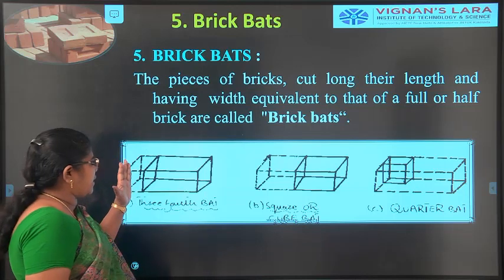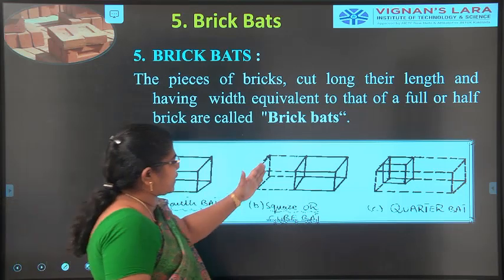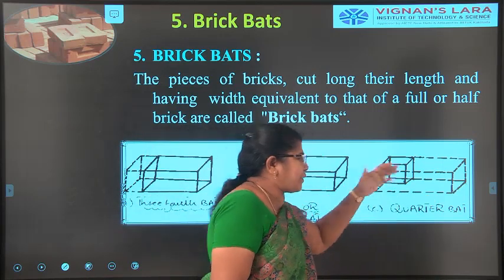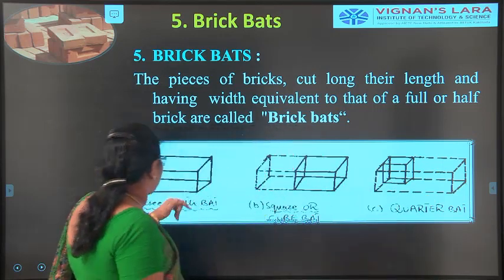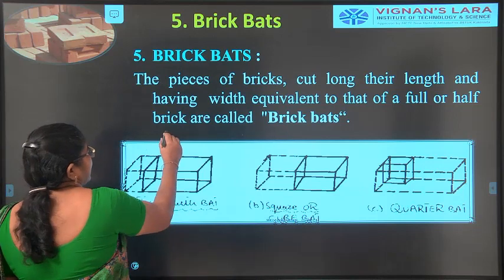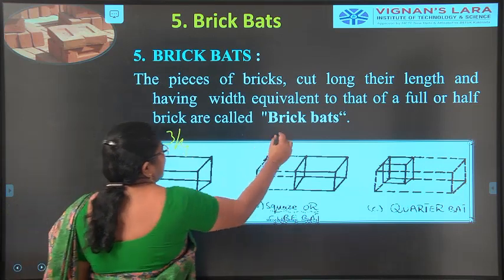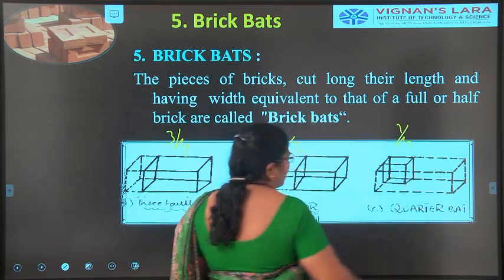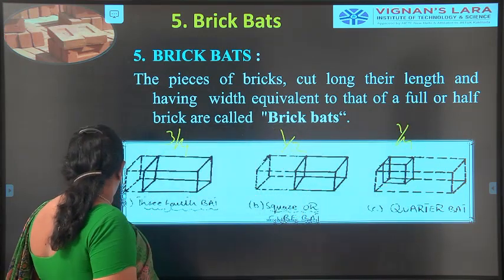This we call a lower bat. This is a square bat, that is exactly half, and this is a quarter bat. This is the 3/4 bat. Okay, this is the 3/4 bat. This is a half bat, or we call it a square bat. This is a quarter bat, or we call it a 1/4 bat.